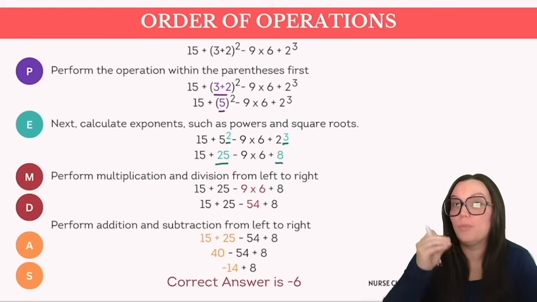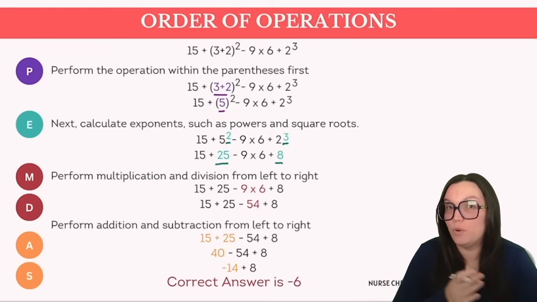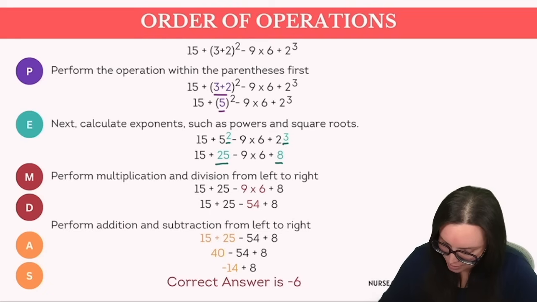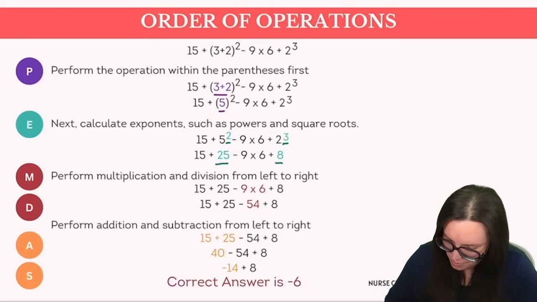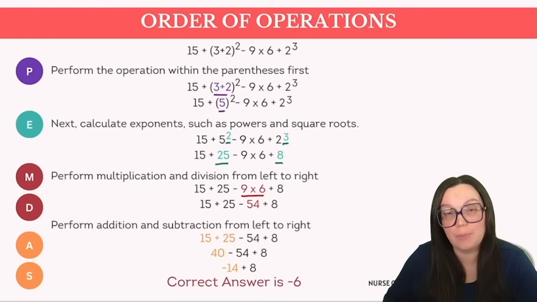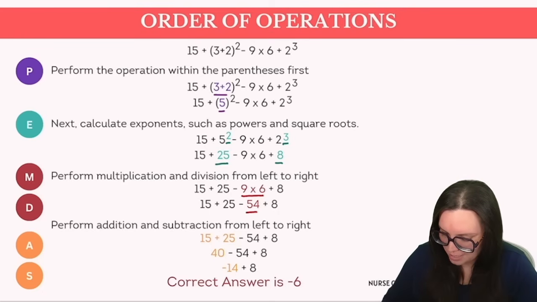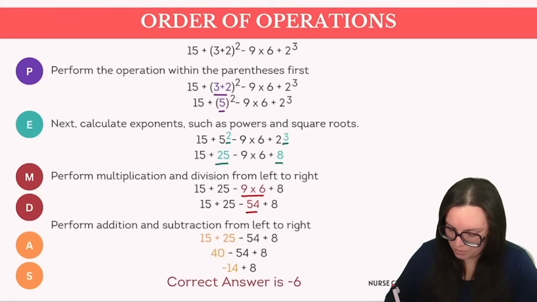Now we're going to perform our multiplication and division, moving from left to right. So as we can see here, we only have one multiplication, and that is 9 times 6. So 9 times 6 is going to give us 54, and that'll end that portion of PEMDAS.